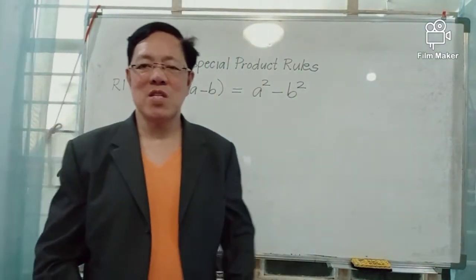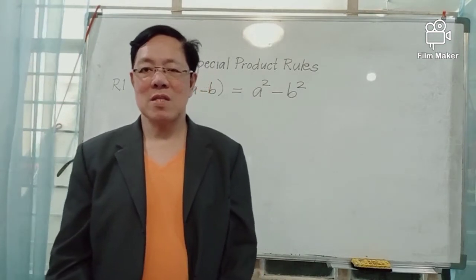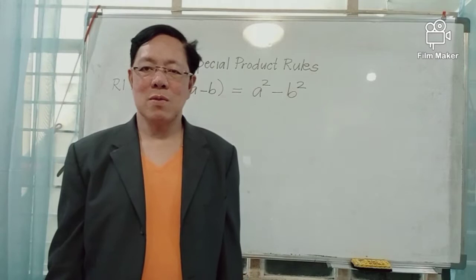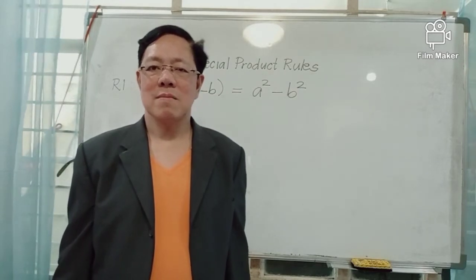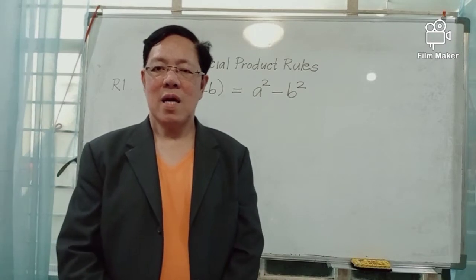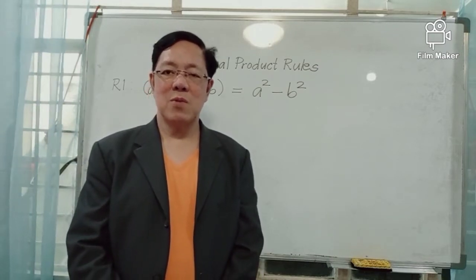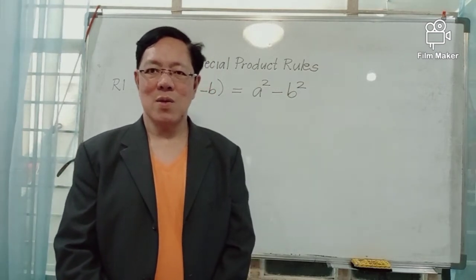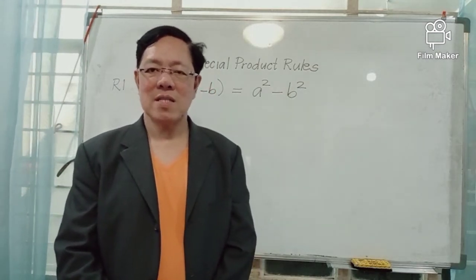The second special product rule that we will take up is the square of a sum. In this special product rule, we are multiplying a binomial by itself, and the operation involved between the two terms of the binomial is addition. That's why it's called the square of a sum.